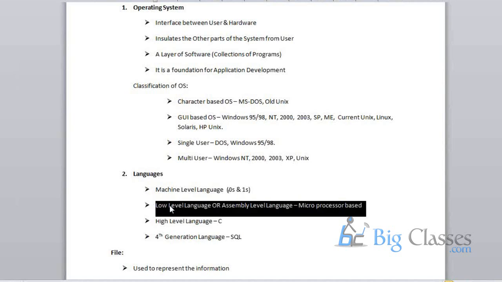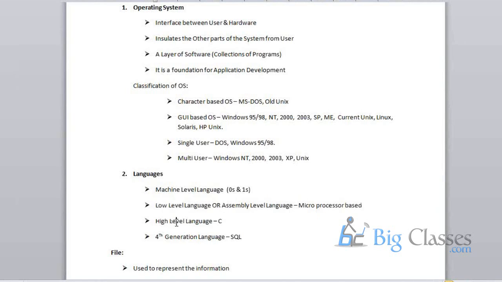Then low level language. The example of a low level language is assembly level language. Like C programming, assembly level language was among the older languages. It is used to directly communicate with the hardware, that is our hardware in a computer, like the memory, RAM, ROM, processor. So this assembly level programming language is used to communicate with these hardware devices.